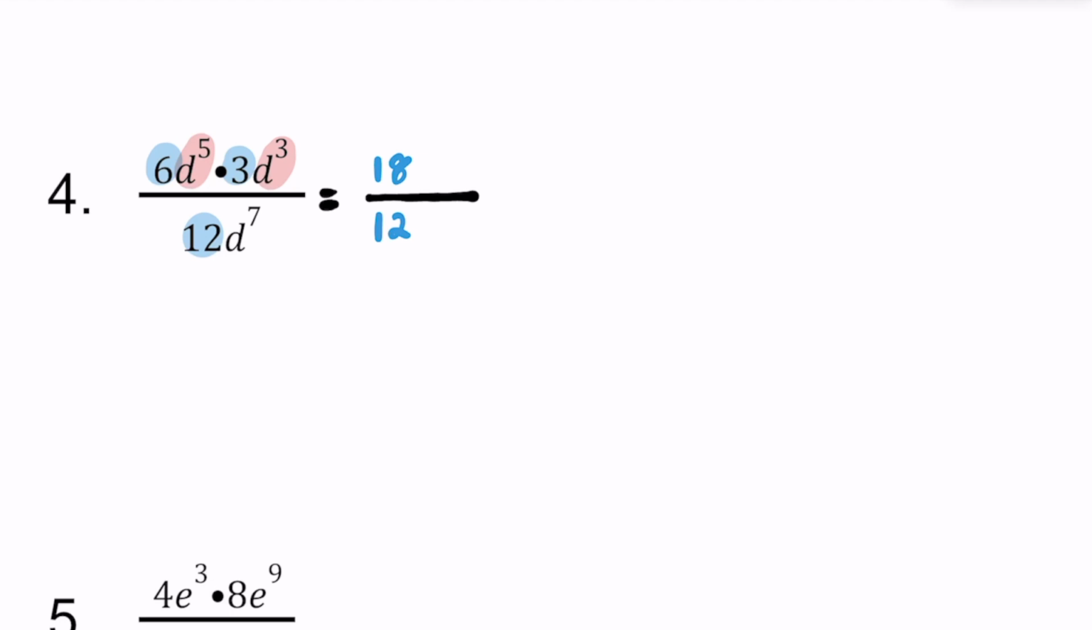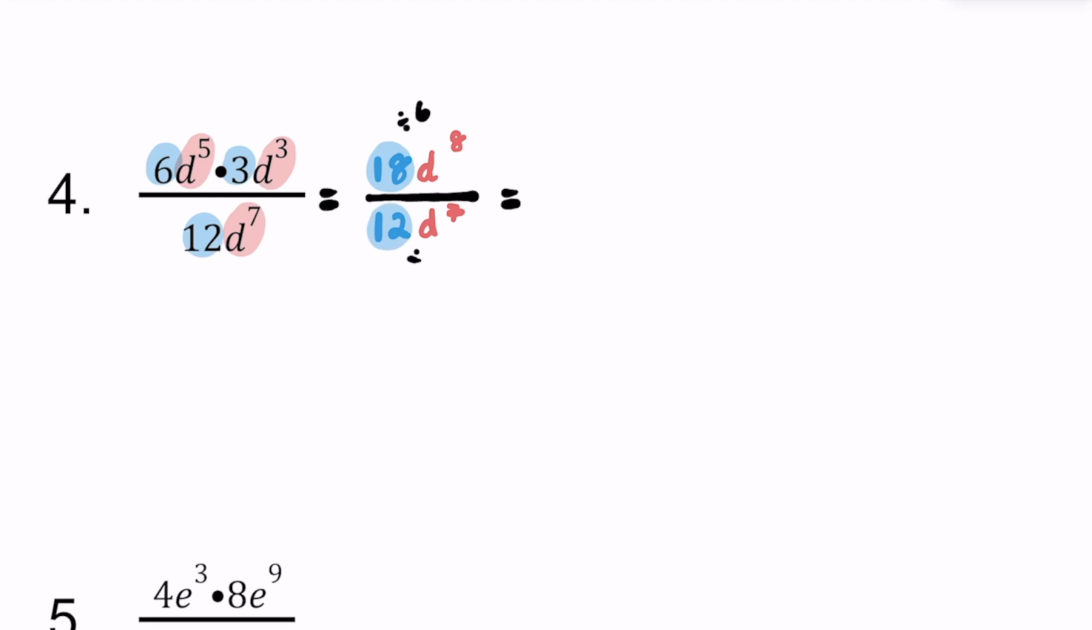Using that product property, 5 plus 3 is going to be 8, so it's going to be d to the 8th power. And then for the denominator, let's keep this d to the 7th. Just leave that alone for now. So d to the 7th, just like this. Alrighty. Now let's go ahead and take a look at our coefficients now. We just have one on top, one on bottom. So what's their GCF? I think it's going to be 6.